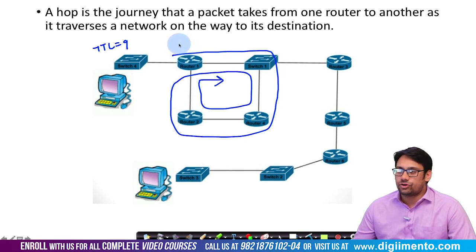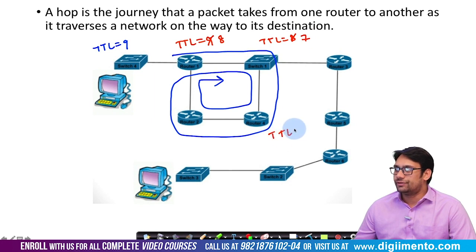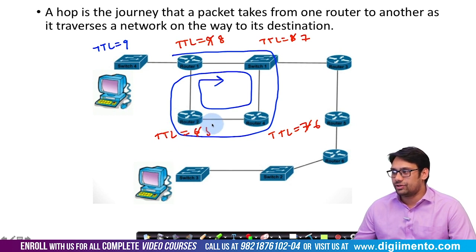Here, at the first hop, the TTL field will become 9 to 8. Now when the packet goes to this hop, the TTL field will become 8 to 7. When the packet goes to this hop, the TTL field will become 7 to 6. When the packet goes to this hop, the TTL field will become 6 to 5. And further here, the received TTL field is 5, it will be decremented from 5 to 4. Here the TTL field that is received is 4, it will be decremented to 3.